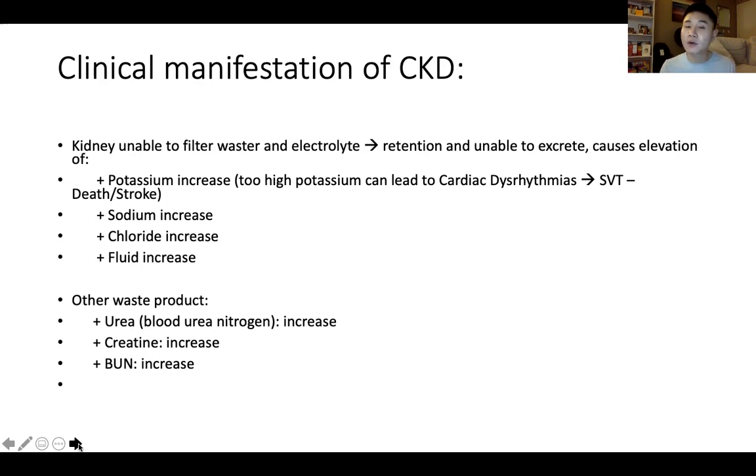Too high a potassium level can lead to cardiac dysrhythmia, can lead to SVT, supraventricular tachycardia, death, and even stroke. It also causes sodium to increase, chloride to increase, and fluid to increase. Other waste products will also increase, including the urea, which is the waste level, and then the creatinine will increase, and the BUN will increase as well.